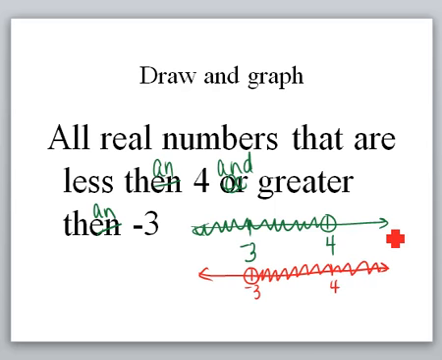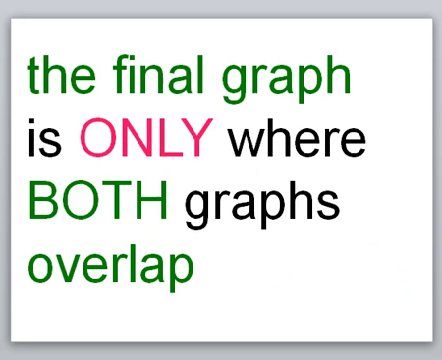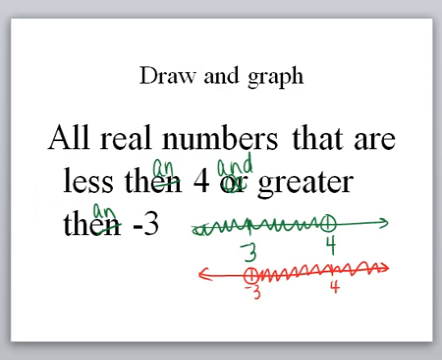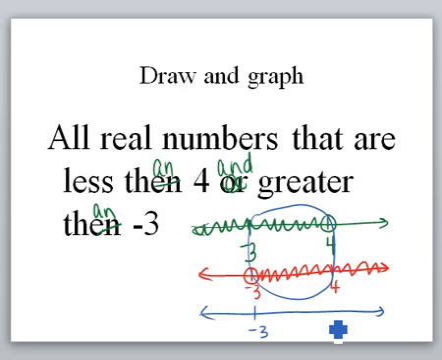Now remember, my final solution is where they are both shaded, so where they overlap. If you look, that would be this region right here, where they overlap. So my final answer for this problem would be, we're looking at numbers that are less than 4 and greater than -3. So it'd be in between the -3 and 4.